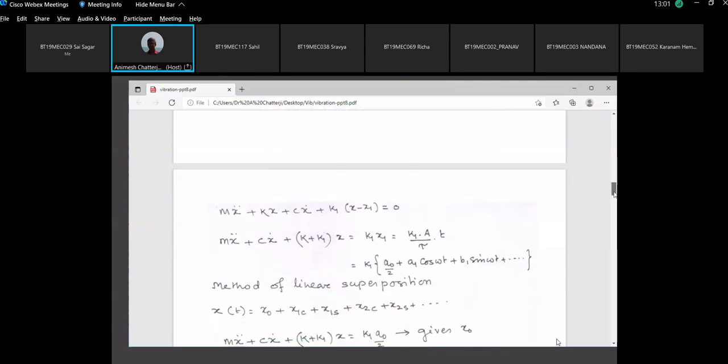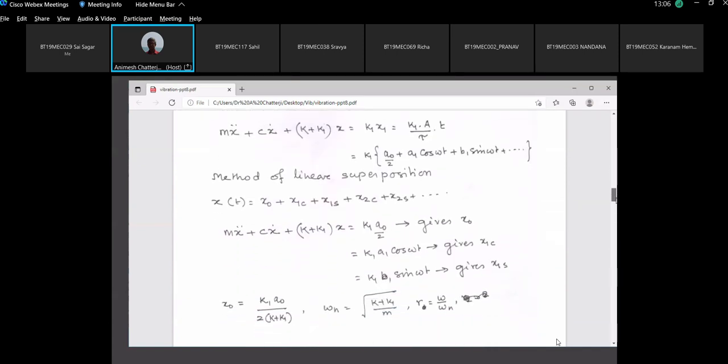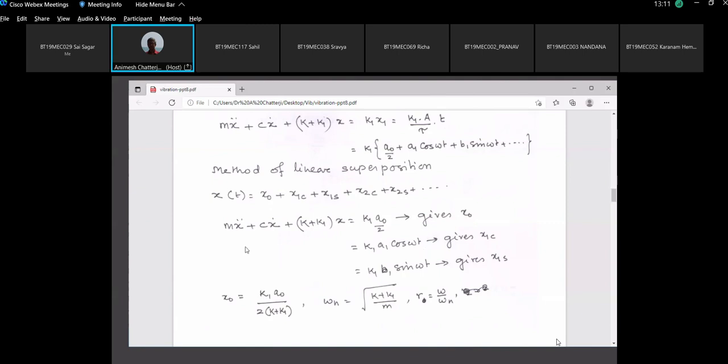So what are the Fourier coefficients? And how do you solve this differential equation? This is the differential equation where the right hand side is a Fourier series. So what are the Fourier coefficients and how do you solve it? If you have not done it before, you do it now. What are the Fourier coefficients? A0, A1, B1, A2, B2.